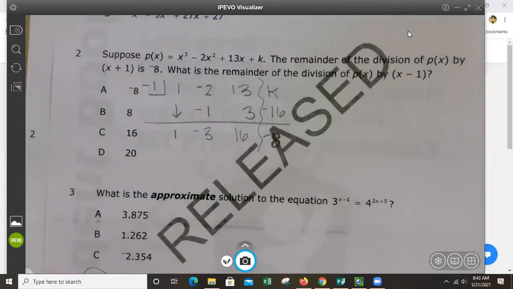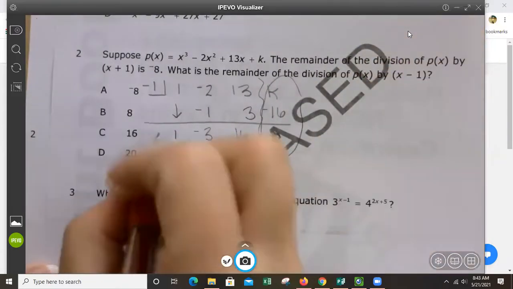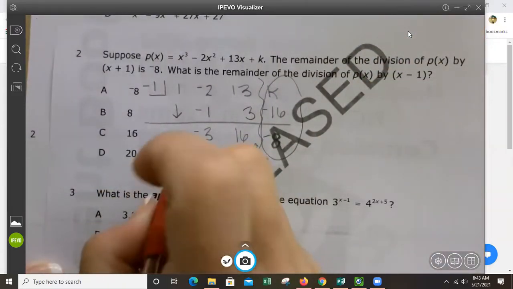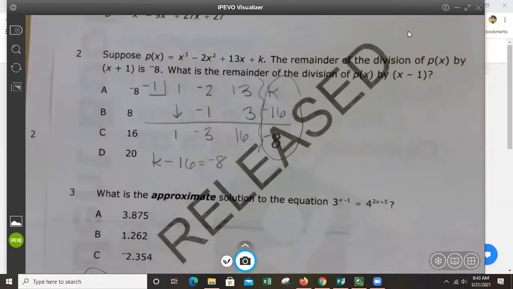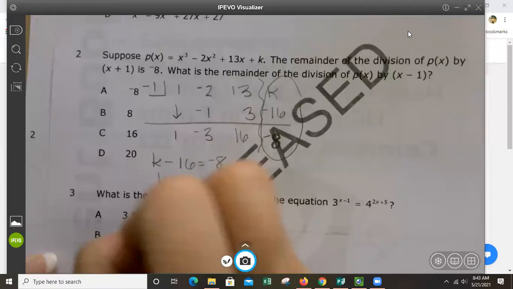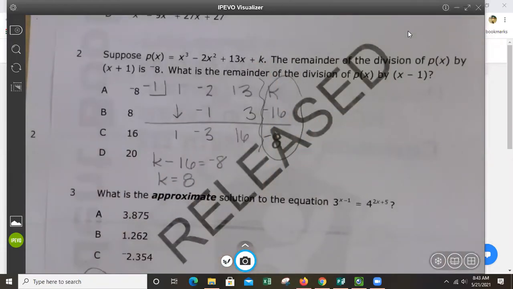This gives you an equation. Right here is your equation. So we have k minus 16 equals -8. We're going to add 16 to both sides, and we get +8. So that k is 8. That's not what it asked for, though. Okay, understand that. You see that that answer is on there.